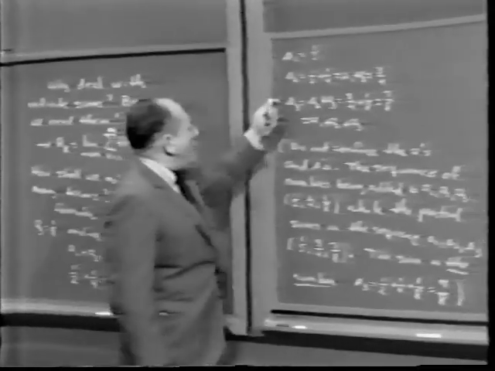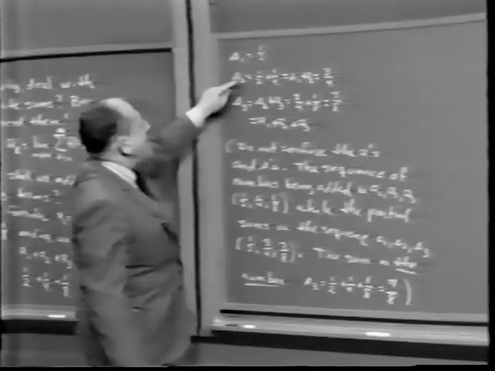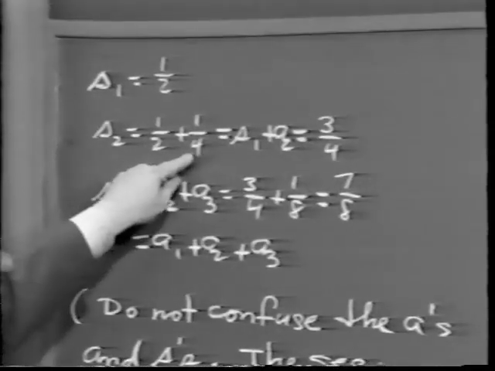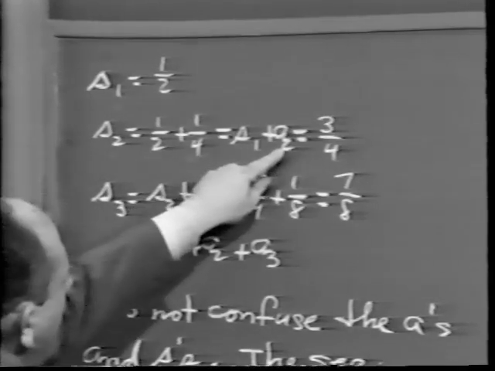Writing it more symbolically, we say, look at the first partial sum, s sub 1, is a half. The second partial sum is a half plus a quarter. Another way of saying that is what? It's the first partial sum plus the next term, which is a quarter.